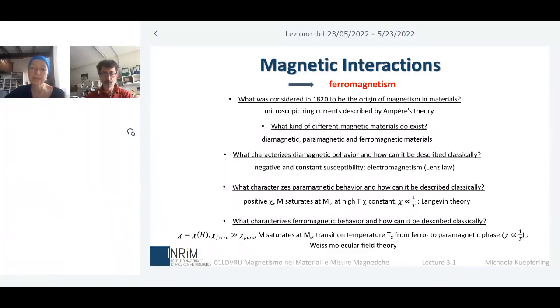And again, we had there a kind of Curie law. You saw that because we have a transition from ferromagnetic to paramagnetic behavior at a certain temperature, and this is called the Curie temperature.